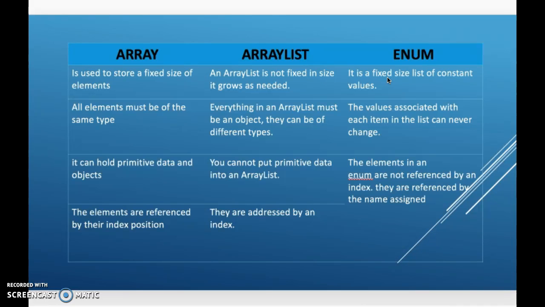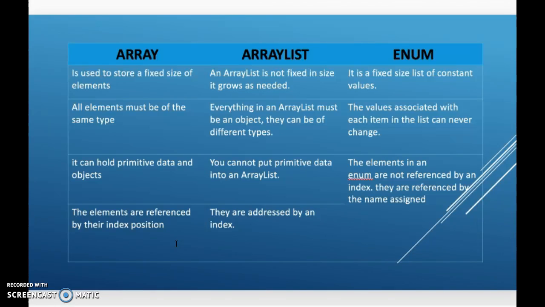But there is a big difference here. In an array, all the elements must be the same type. But in an array list, all elements must be objects. Another difference is that an array can hold primitive data, but in an array list, you cannot put primitive data. Both an array list and arrays are addressed by an index. What is an index? It's the number assigned within the array or within the list.